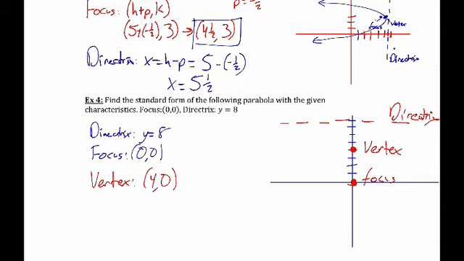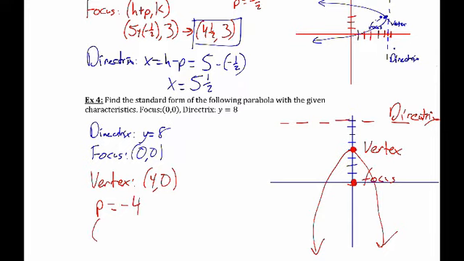Now again, this is another situation. The parabola opens in the direction of the focus. So this is going to be a downward facing parabola. Our p-value here, just identifying the distance between the vertex and the focus. The focus is below it, so it's going to be a negative, and it's 4.